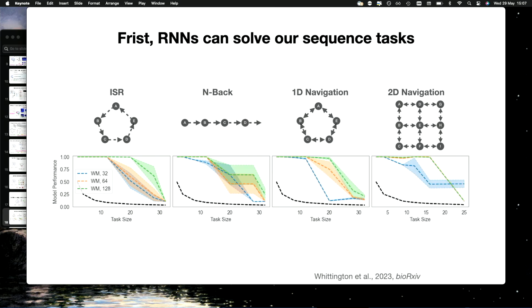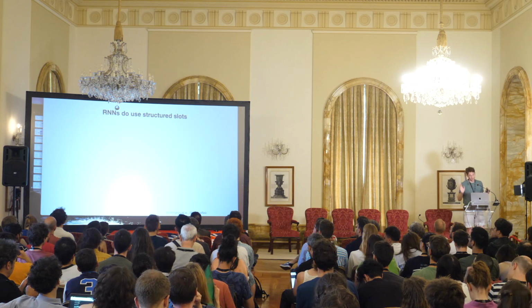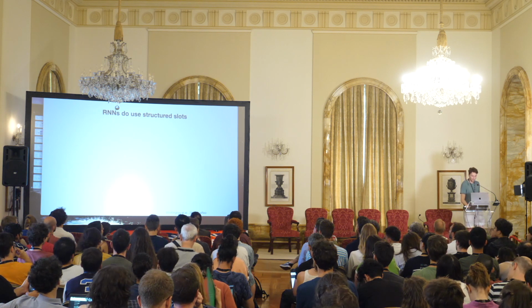And that's for a variety of other sorts of tasks, whether you're doing a classic n-back task, 1D navigation, or 2D navigation, all have the same properties. Bigger networks can solve the task, smaller networks can, but just can't solve as big tasks. So RNNs can solve our tasks, good. Do they learn these slots? Do they learn these structured slots?